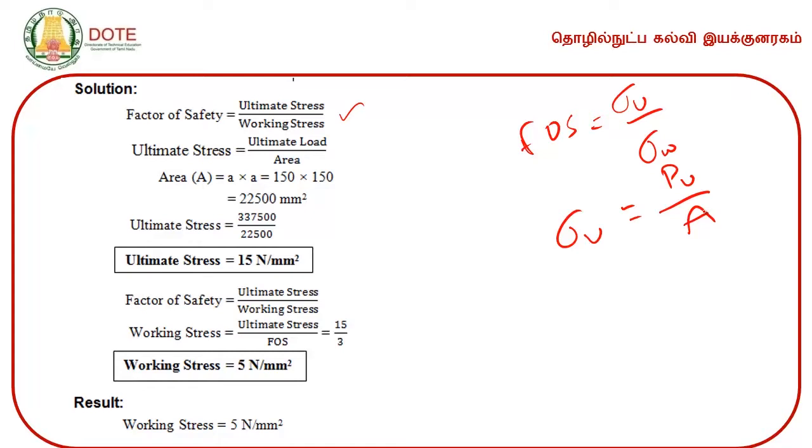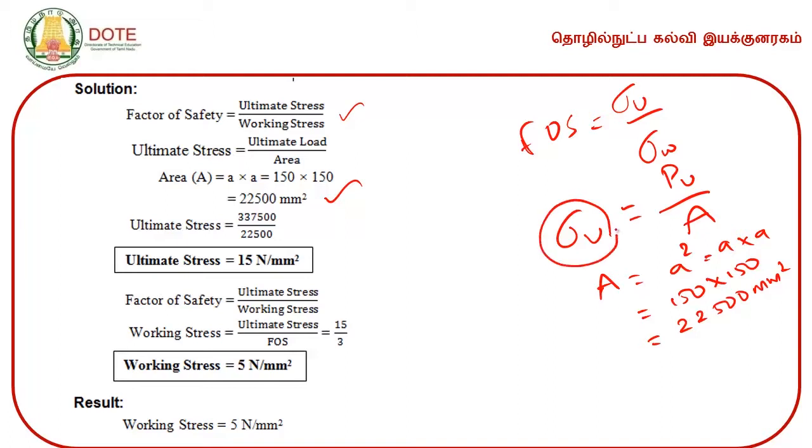So we can calculate the value of area. Here it is a cube. So area A is going to be A square. This is going to be A into A. This is equal to 150 into 150 mm square. So this will be 22,500 mm square. From this we can calculate the value of ultimate stress because the crushing load is given. So the ultimate stress is going to be 15 Newton per mm square.